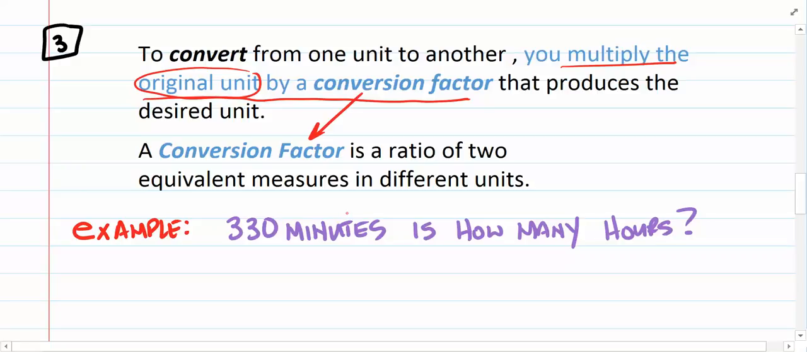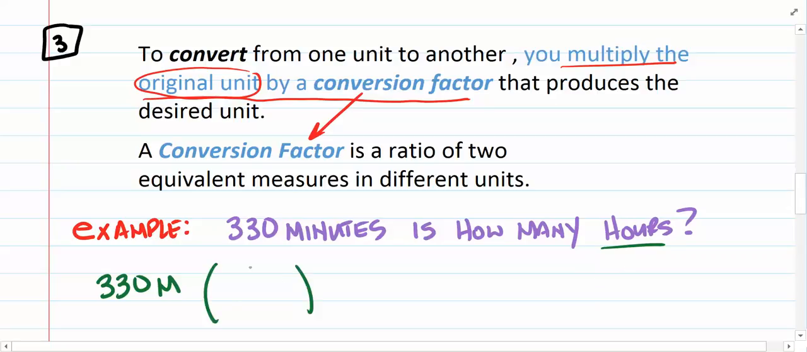Let me give you an example of what we mean by this, okay? So 330 minutes is how many hours? Here's what we've been given and here's what we know. We have 330 minutes, and we are looking to convert it into hours. So we have to multiply by a conversion factor, and that conversion factor is this.